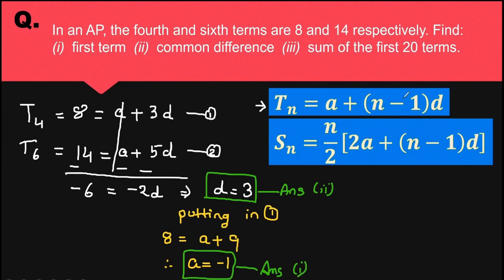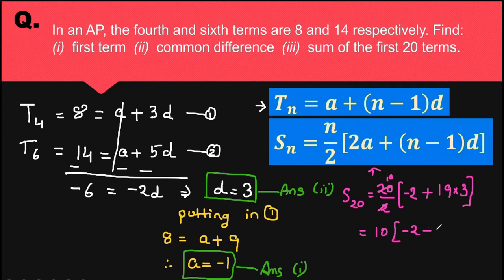Now we have to find the sum of the first 20 terms of this AP. So using this formula, S20 equals 20 by 2 times 2a, that is negative 2, plus n minus 1, that is 19, times d, that is 3. So 19 times 3 is 57, minus 2, and we can reduce 2 and 20. So we get 10 times negative 2 plus 57. So 10 times 55. So the answer is 550. This is our third required answer.